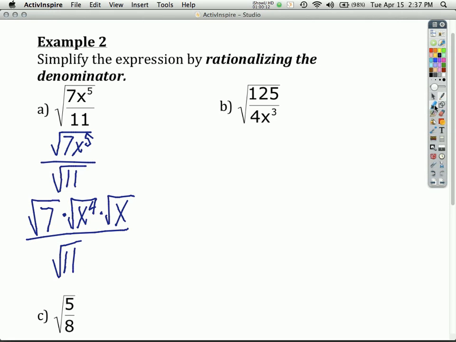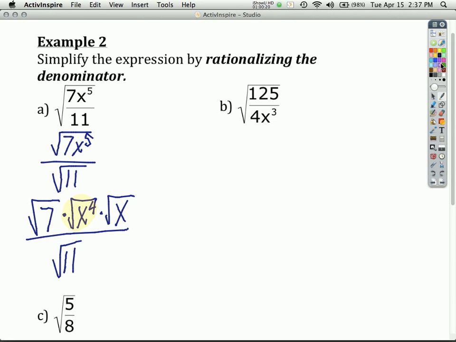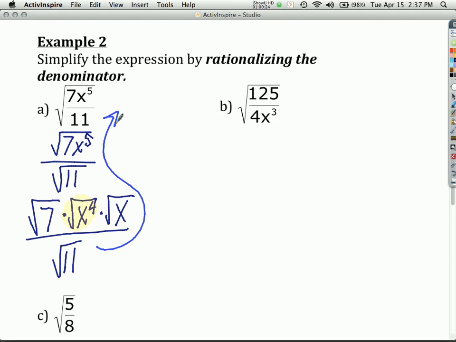Now we have the perfect square, and we can take the square root of it. There are no other perfect squares. Now I'm going to continue over here. We're going to take the square root of this out, and it's x squared. The rest will get put back in: radical 7x over radical 11. So we're done. There are no other perfect squares.